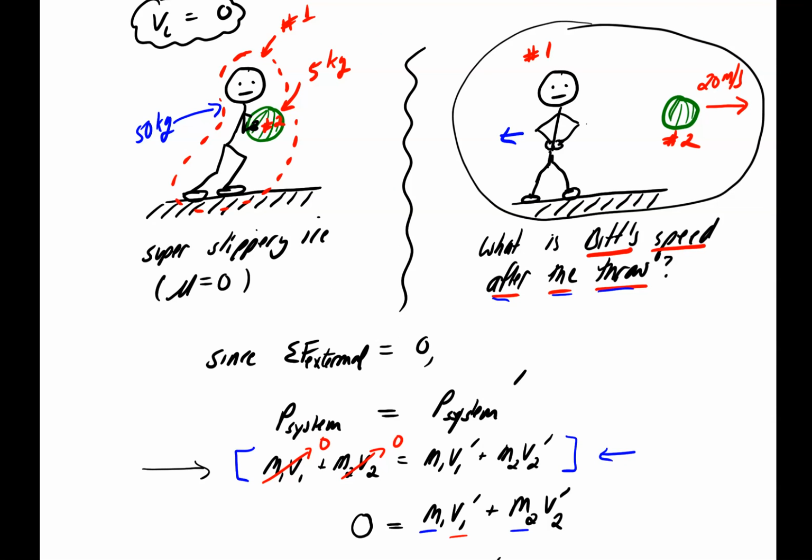So this is basically how you approach conservation of momentum problems. In another example, we'll do kind of a collision. In that case, there are a couple of little subtleties, but not that much different.